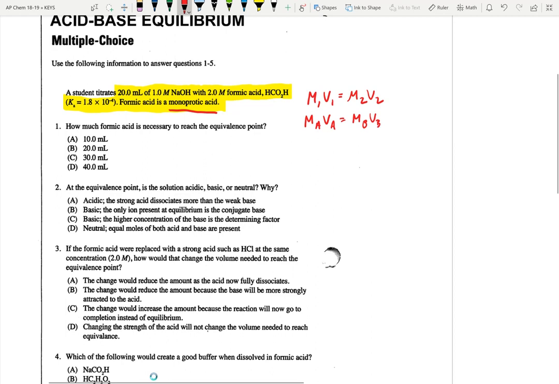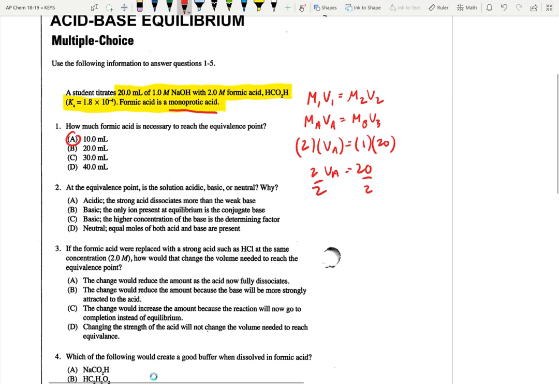And then you can plug in what you do know to find the parts that you're missing. So molarity and volume of the acid, molarity and volume of the base. Molarity of the acid here is 2. And keep it simple in multiple choice. Don't worry about the decimal places so much. The volume is what they're asking us to figure out. So 2 times VA. The molarity of the base is 1. The volume of the base is 20 milliliters. So we're basically here saying 2 times VA equals 20. Divide both sides by 2 and you get 10. So our answer is A.